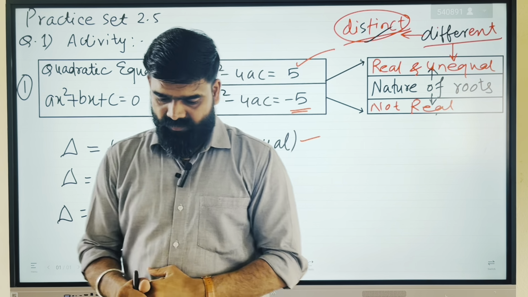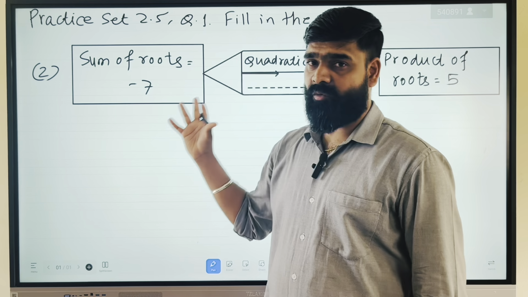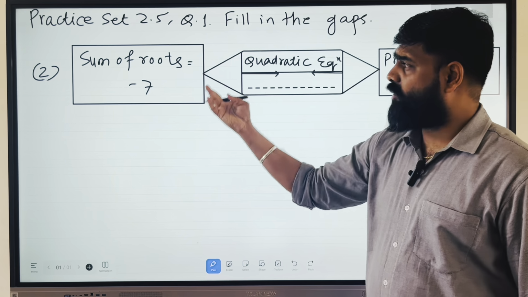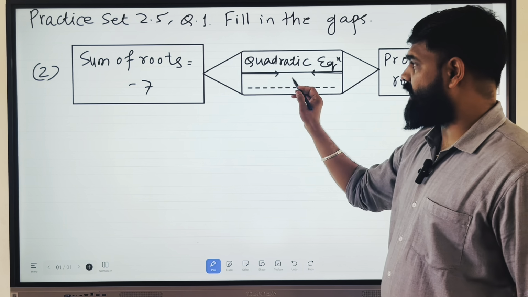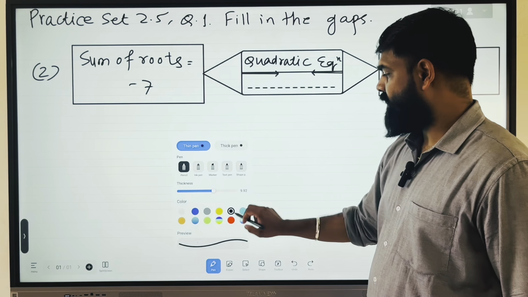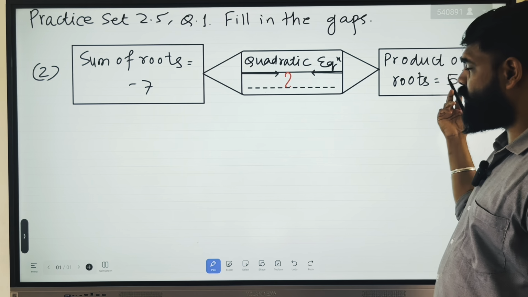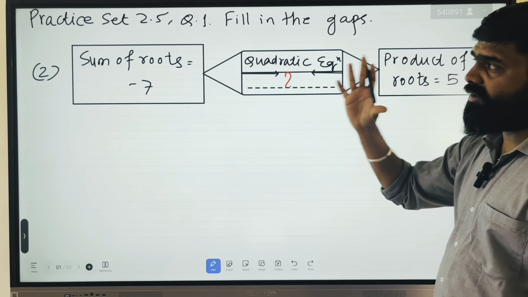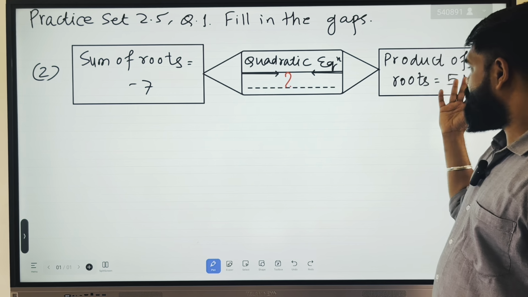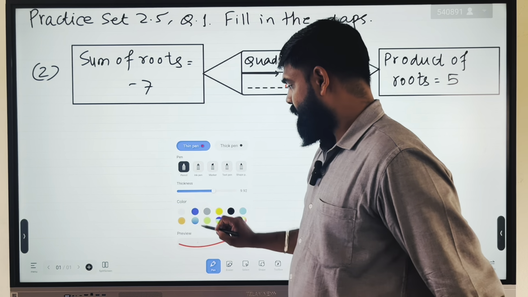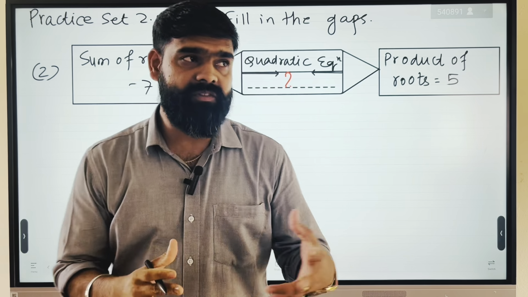So let us solve question number 2. This is the second question from question number 1. The sum of roots is given as minus 7. We have to complete the quadratic equation. So we have to write this quadratic equation. We have the product of roots and the sum of roots. The sum of roots is minus 7 and the product of roots is 5.